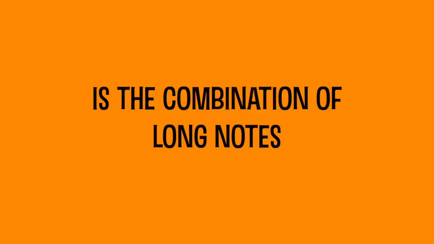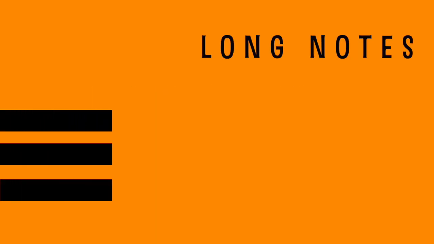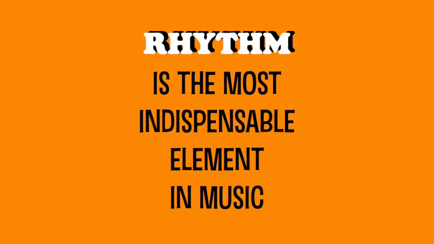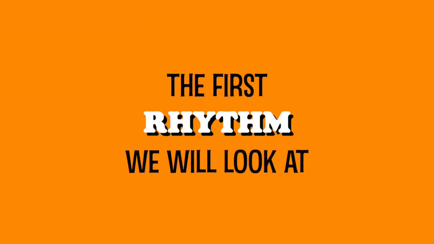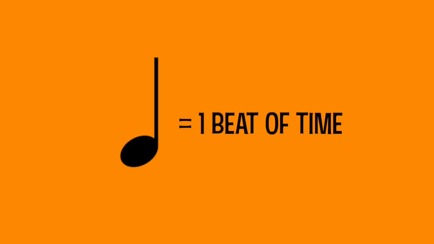In music, rhythm is the combination of long notes, short notes, and silence. Rhythm is the most indispensable element in music. The first rhythm we will look at is the quarter note. This rhythm will last for one beat.